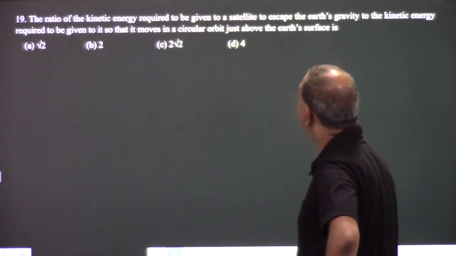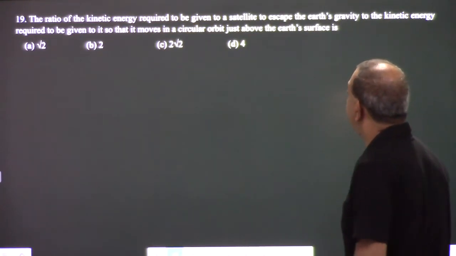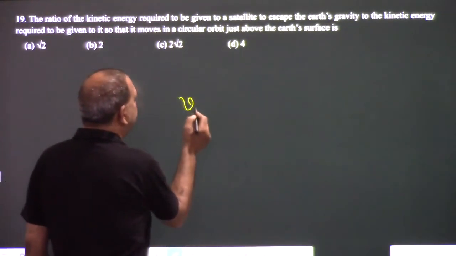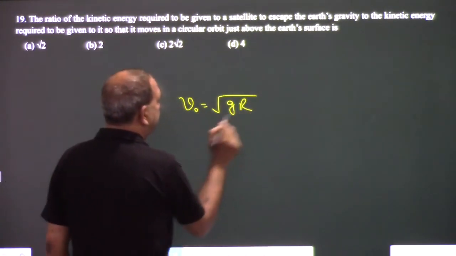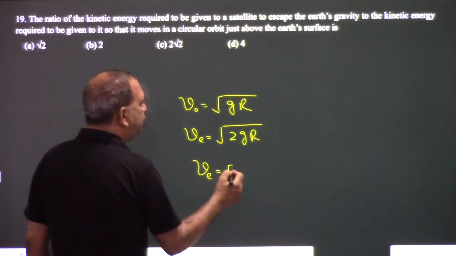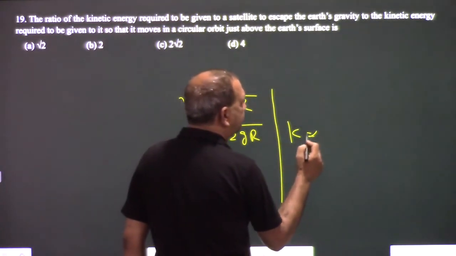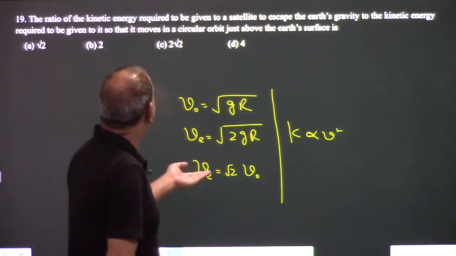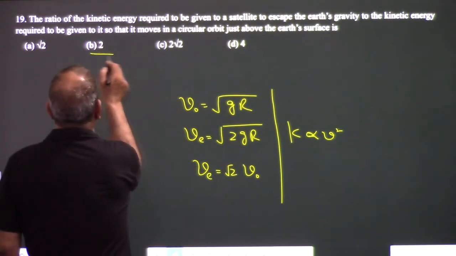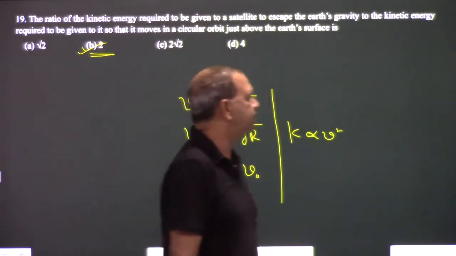The ratio of the kinetic energy required to be given to a satellite to escape the Earth's gravity to the kinetic energy required to be given to it so that it moves in a circular orbit about the Earth's surface. What is the orbital velocity? The orbital velocity is root gr. What is the escape velocity? That is root 2gr. So the velocity of escape is root 2 times the orbital velocity. As the kinetic energy is proportional to the square of speed, the kinetic energy must be twice. So we have to give double the kinetic energy, because speed is root 2 times, so kinetic energy is the square of that, which becomes twice.